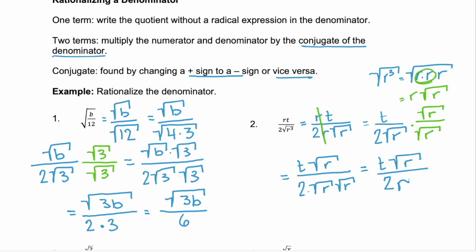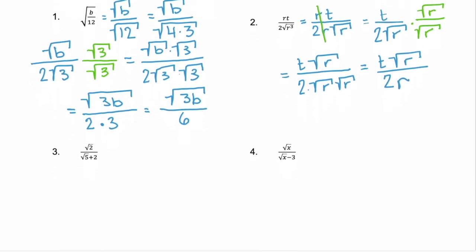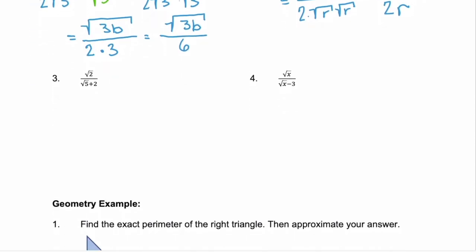Not too bad. Let's scroll down and look at a couple more examples, but here we have two terms. So our denominator in this first example is the square root of 5 plus 2. And because that denominator has two terms, we need to multiply by its conjugate. And the conjugate is just rewriting that same denominator, but changing the sign. Since it was plus, we're going to make it subtraction. And we multiply the numerator by the same.